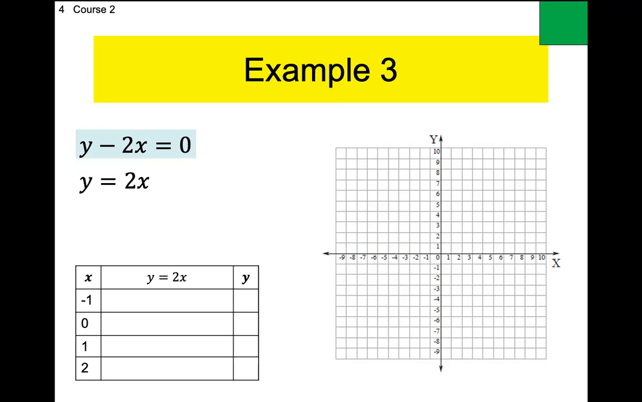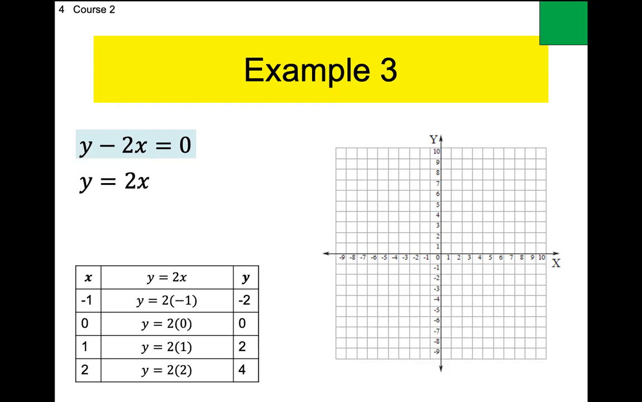-1 times 2 is -2. Oh boy, that was easy. 0 times 2 is 0. That was easy. 1 times 2 is 2. And 2 times 2 is 4. What's that number?